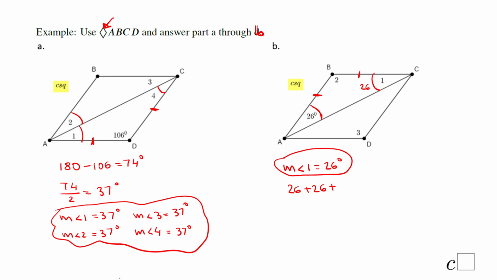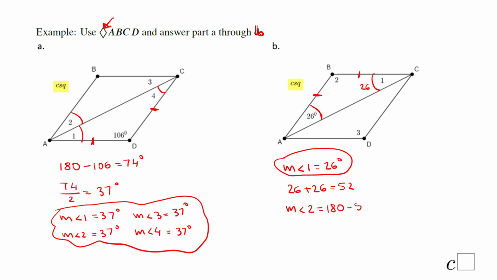And that will be 52, right? Okay, this is the sum of the angle 1 and that angle that is marked 26. And what do I need to do to find the measure of angle 2? Just subtract this 52 from 180.